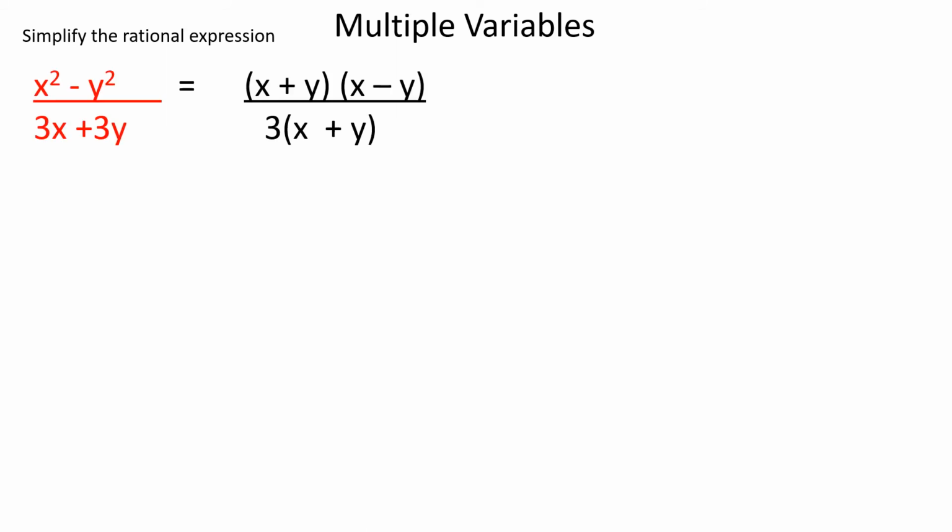Pretty simple. Now, what about if you have multiple variables? What happens? Well, here's an equation where we have two variables. We have an x and we have a y. So the first thing you're going to do is reduce the fraction.